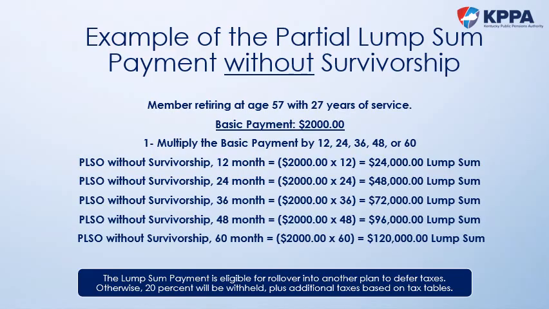In our example, the member is retiring at age 57 with 27 years of service, and the calculated basic payment amount is $2,000. First, we'll multiply the basic payment amount by 12, 24, 36, 48, and 60. This will give us 5 different PLSO payment amounts. As you can see, the 5 different partial lump sum payments are $24,000, $48,000, $72,000, $96,000, and $120,000.